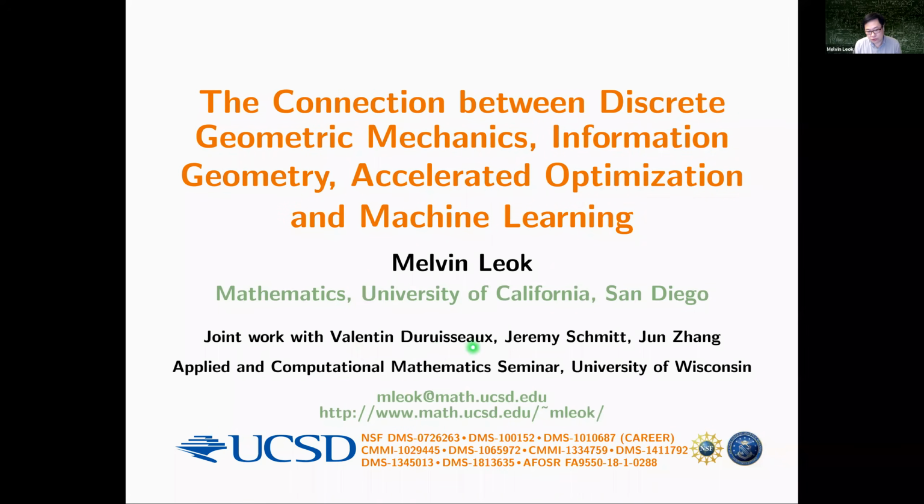Valentin Deriscu has been working with me particularly on the accelerated optimization aspects. Jeremy Schmidt was a former student. And Jin Zhang is a professor of psychology at the University of Michigan, who's a collaborator on the information geometry aspects, and very generously funded by the National Science Foundation and by the Air Force.